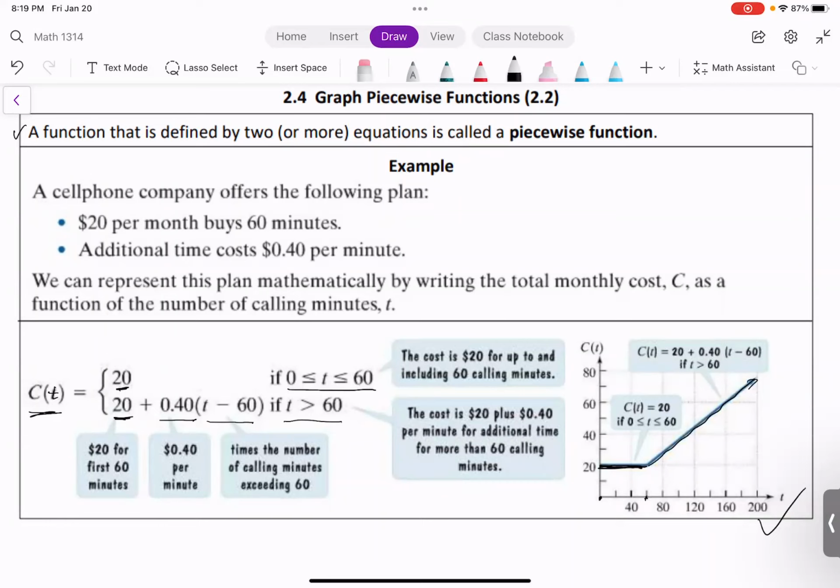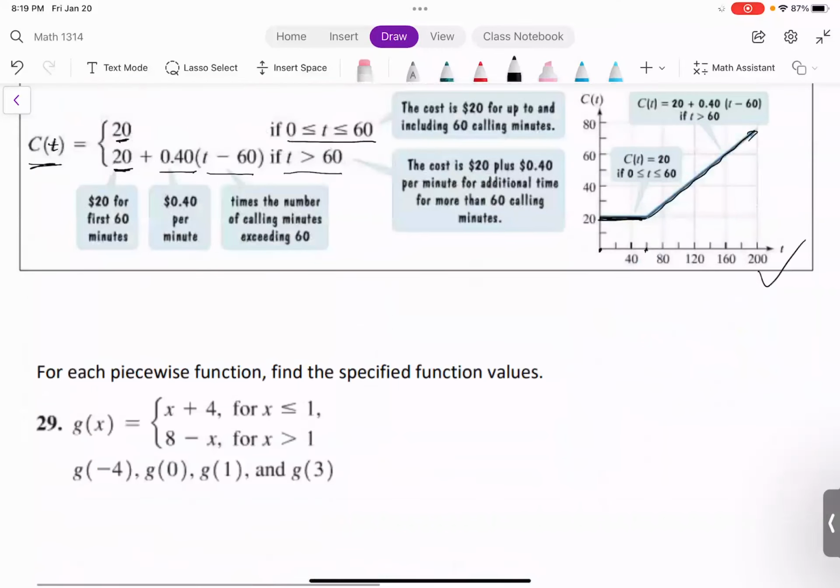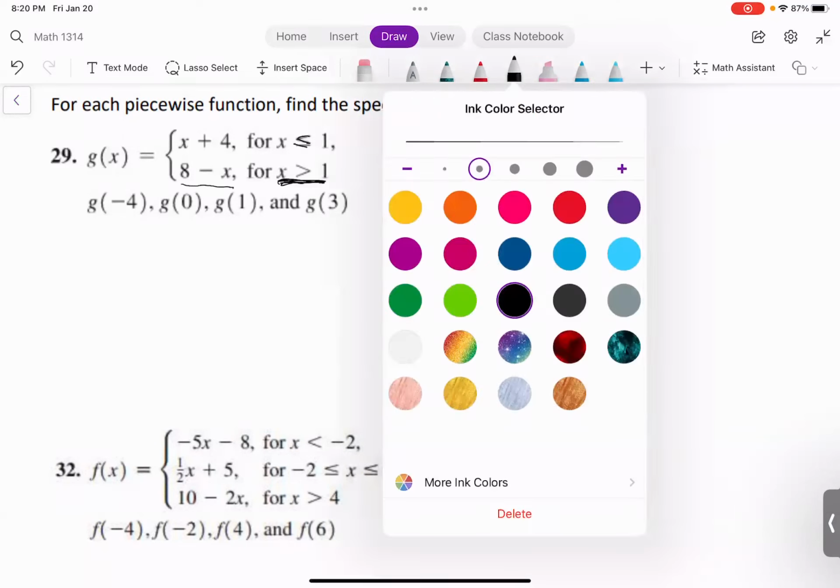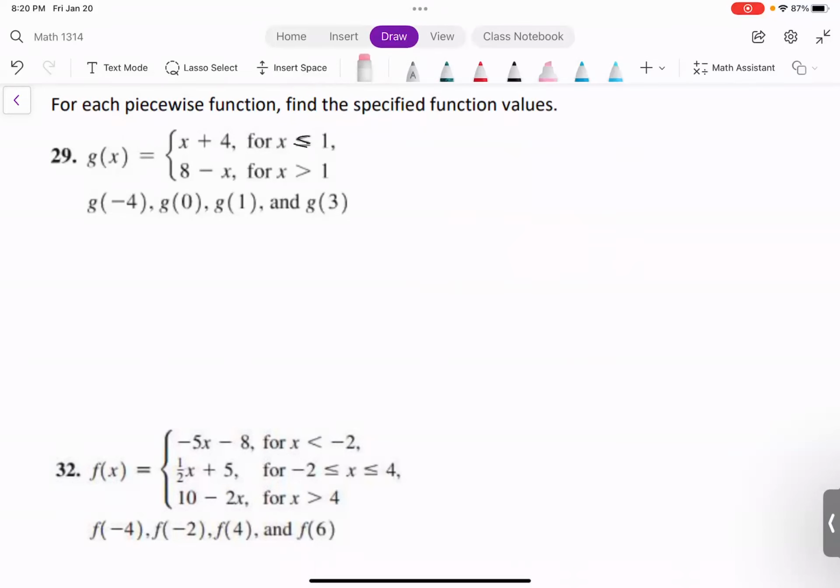In this part, we will not have the word problem. Most of the time, we will only solve problems like the following examples. For each piecewise function, find the specified function value. First function: g of x equals x plus 4 for x less than or equal to 1. If x is greater than 1, we will have another function, 8 minus x.